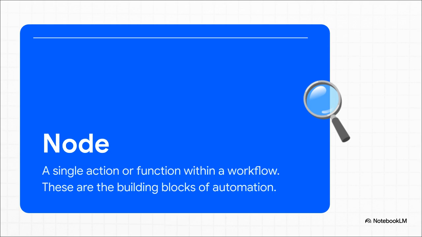Okay, so if the workflow is the blueprint, what are the bricks? They're called nodes. And honestly, the best way to think of them is like digital Legos. Seriously, each node is one single action. Read an email, check my calendar, send a message. And you just snap them together to bring that master plan of yours to life.